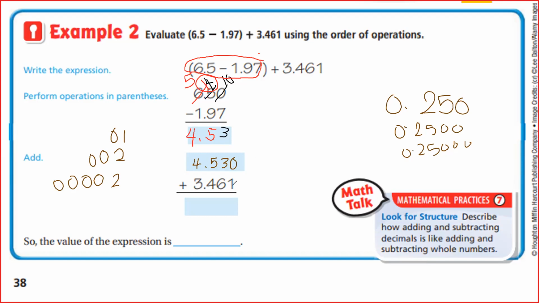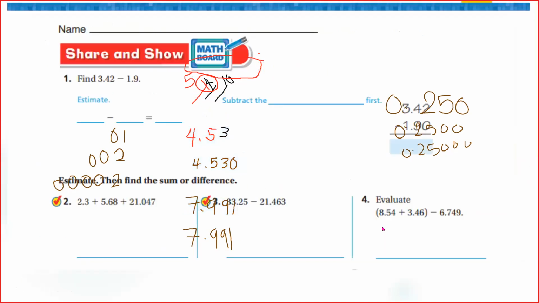Yeah, continue, please. 0 plus 1, 1. 3 plus 6, 9. 5 plus 4, 9. 4 plus 3, 7. So here the value of the expression is 7 and 991 thousandths. Yeah, alhamdulillah. Okay.